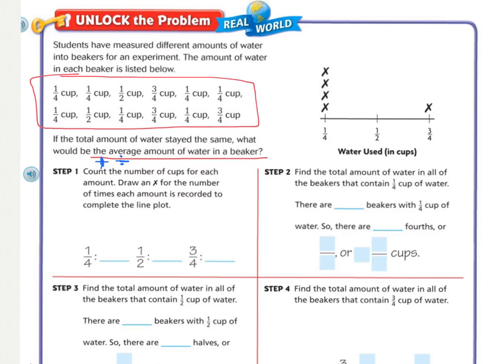So step 1 says to count the number of cups for each amount. Draw an X for the number of times each amount is recorded to complete the line plot. Okay, so let's count how many 1/4 are in our data points, how many 1/2 are in our data points, and how many 3/4. Press pause while you count those up and write down the numbers right here.